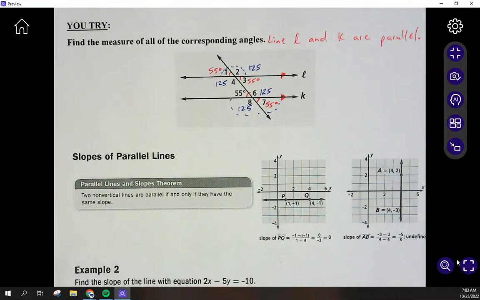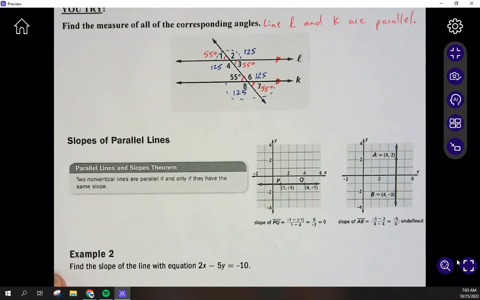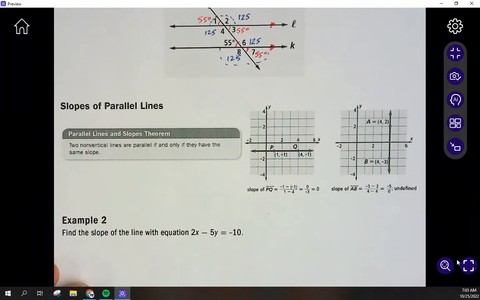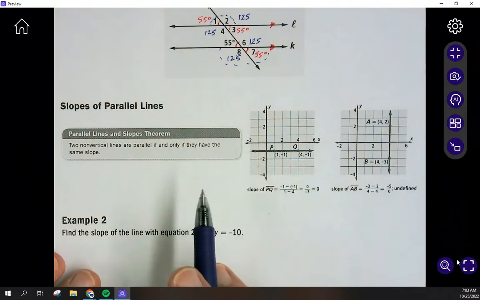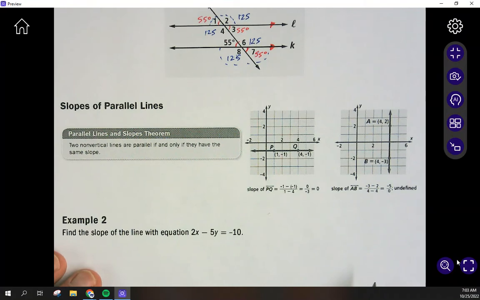Okay, so that's your basic way to fill in one of these pictures. Now let's talk about the slopes of parallel lines. We've talked about this earlier in the book. We know that the slopes of parallel lines are going to be equal to each other.